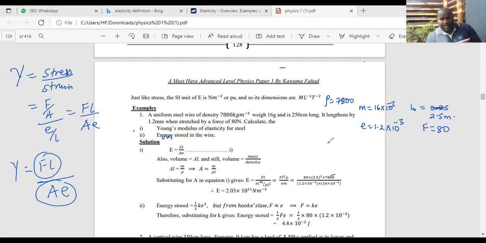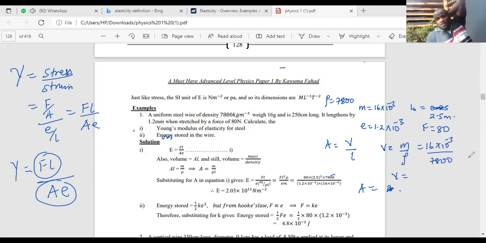Okay? Now, area can be got from the volume divided by the length. Volume can be got from mass out of the density, which is 16 times 10 power negative 3 divided by 7,800. Then you can get the volume. When you get that volume, area can be got from the volume divided by 2.5. Did Mr. Kauma get the volume? No. He substituted everything merged together. But when you compute, what volume do you get?